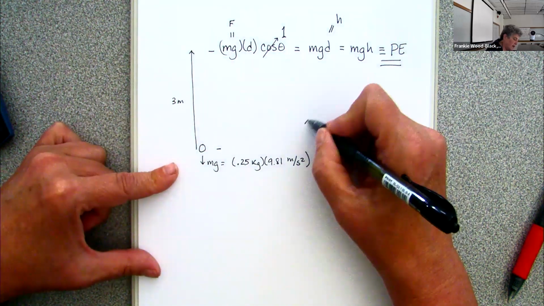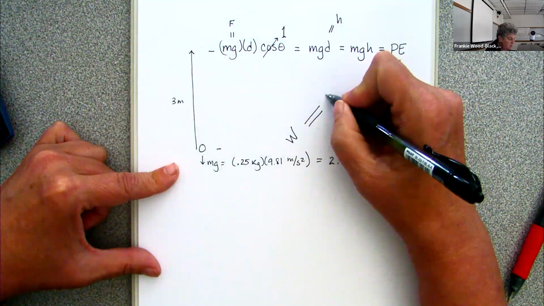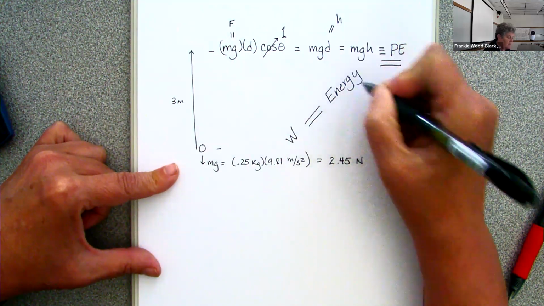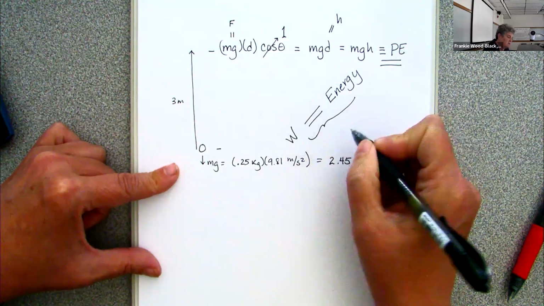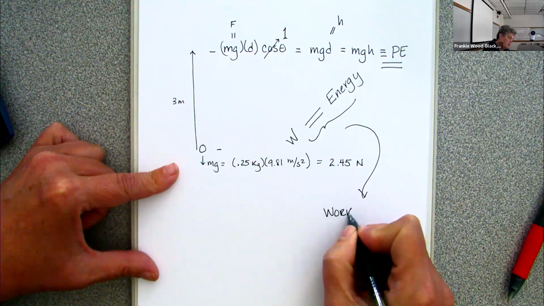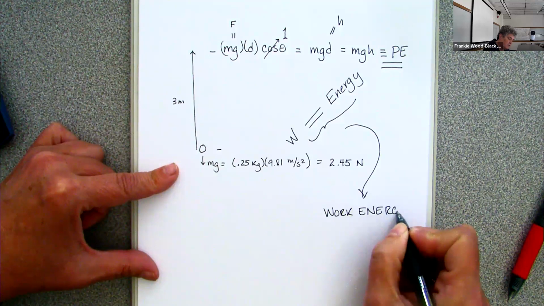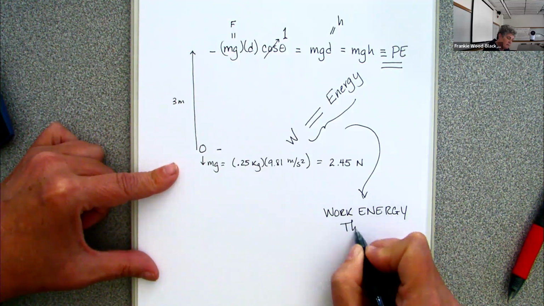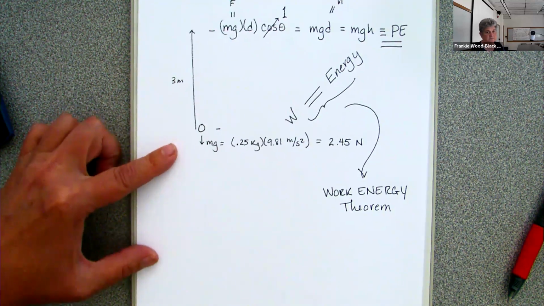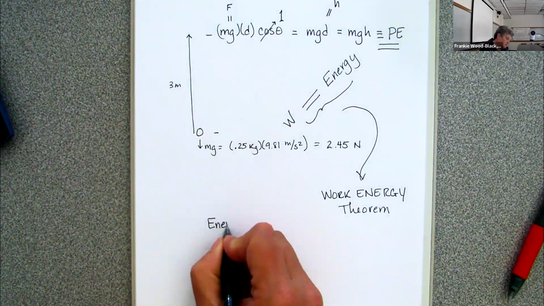So we start to have the idea that work is going to be equal to energy. And this starts to give us our idea of the work energy theorem. Because energy is conserved.